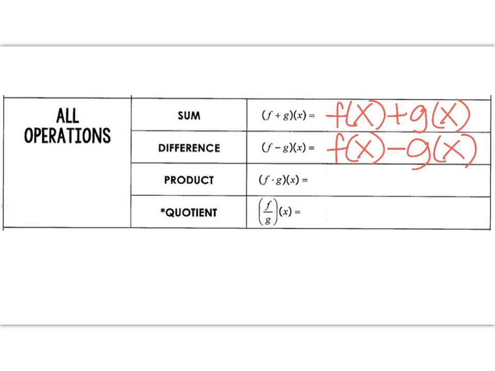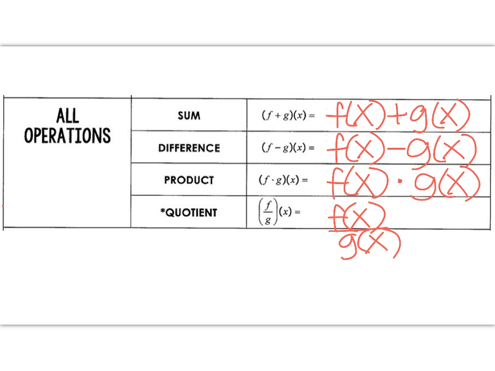All right, now when we're dealing with the product, this is f times g of x. So how you're going to rewrite this is, you guessed it, f of x times g of x. And then last but not least, when we're dealing with the quotient, what we're saying is f divided by g of x. So we would rewrite this as f of x over g of x.